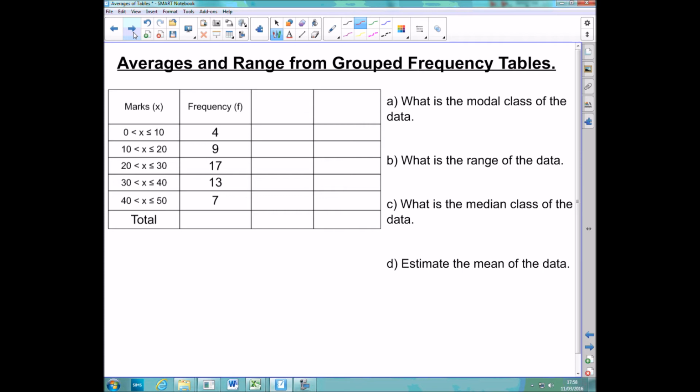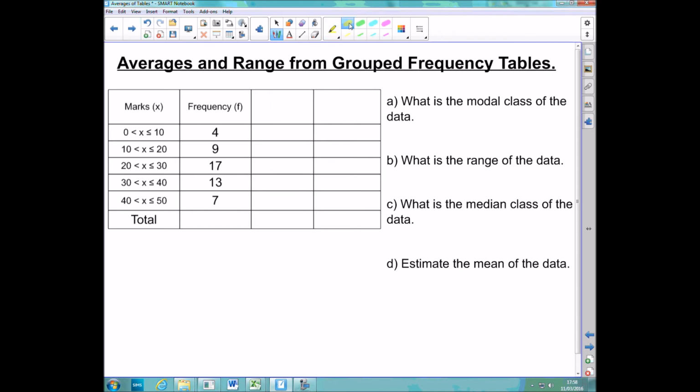So the first row has got all of the people that scored between 0 and 10, the next one between 10 and 20, the next row between 20 and 30, 30 and 40, and 40 and 50. And we find that most of the time, this is a more sensible way to draw a table than the one previously. So to begin with, I'm asked to find the modal class of the data.